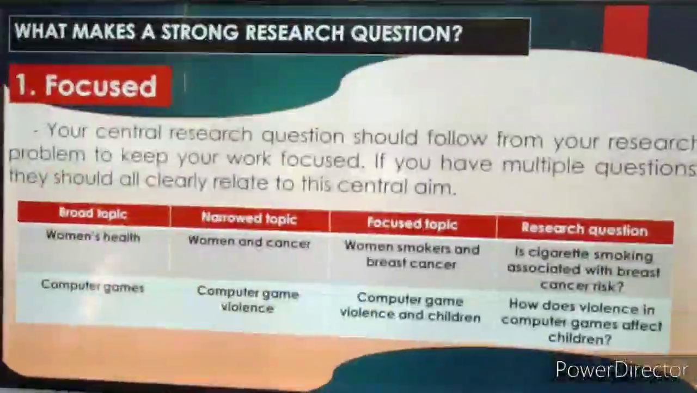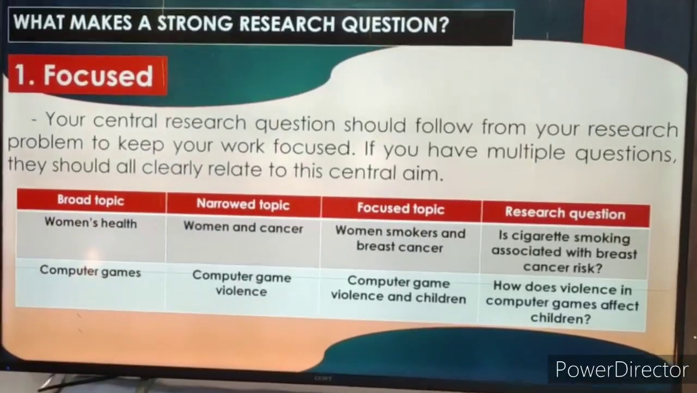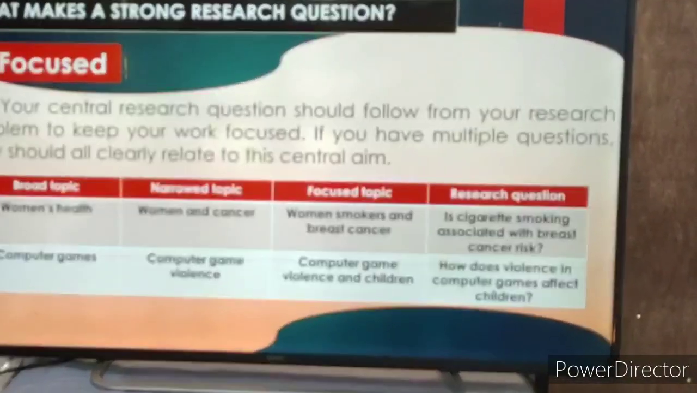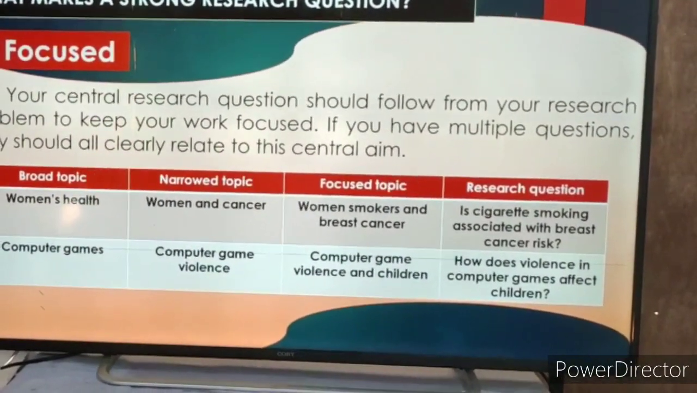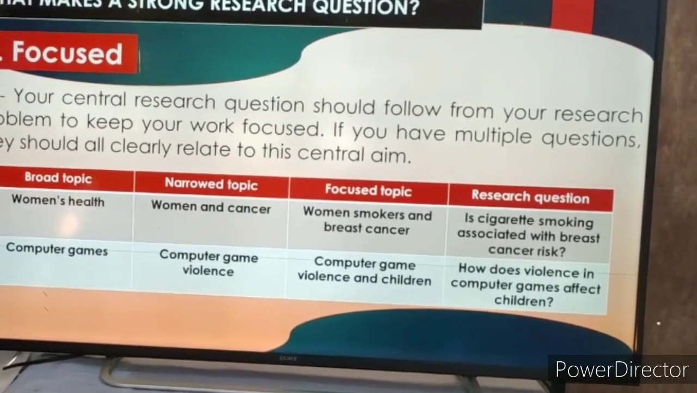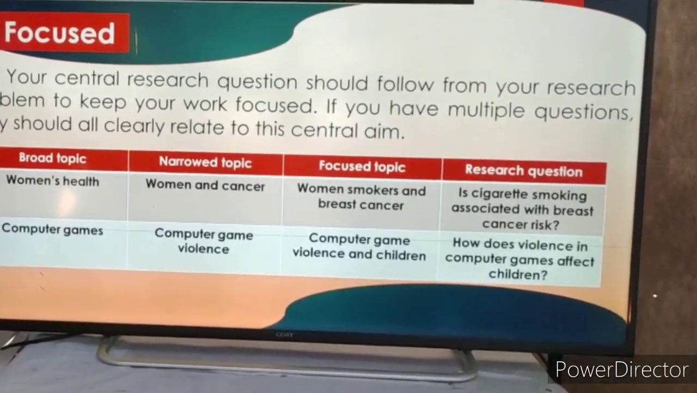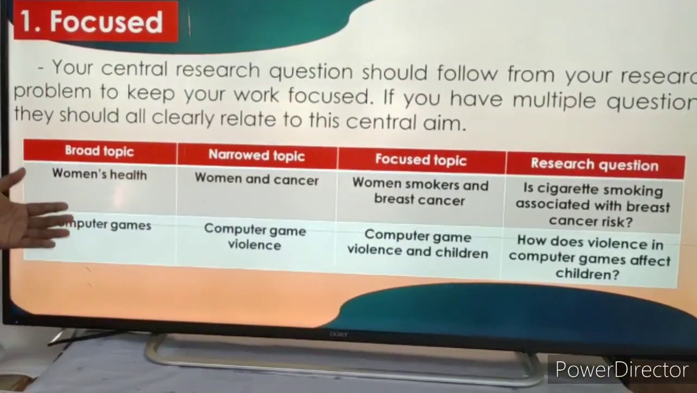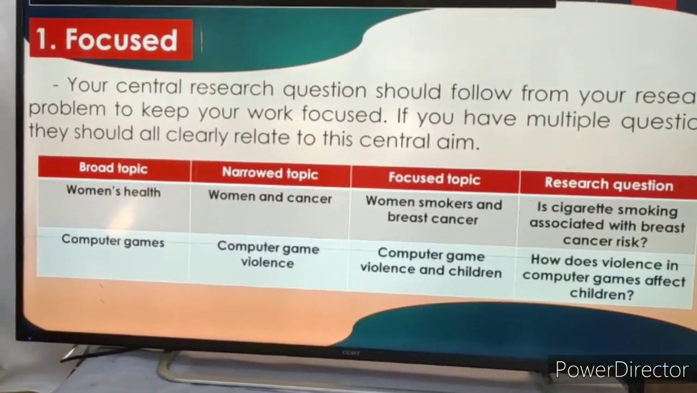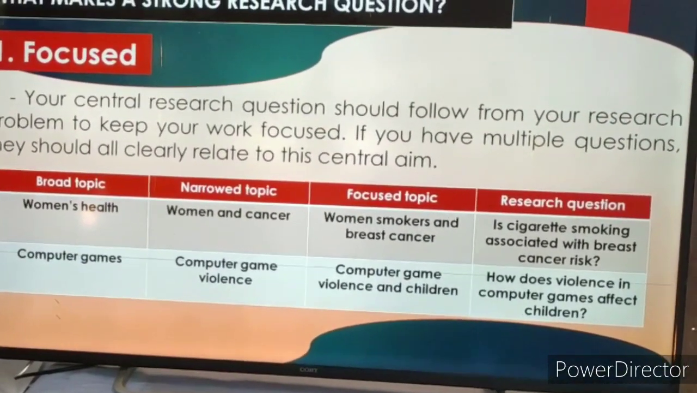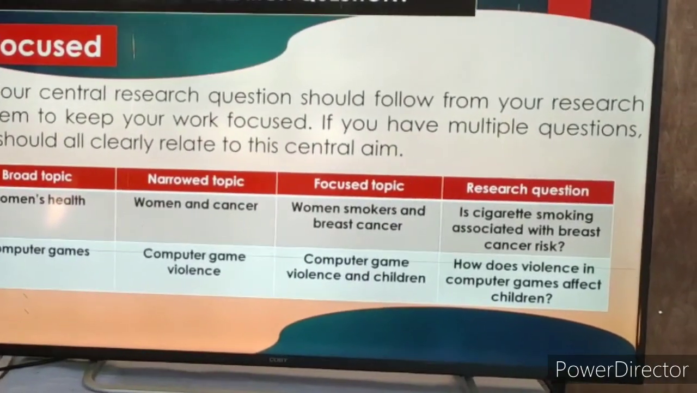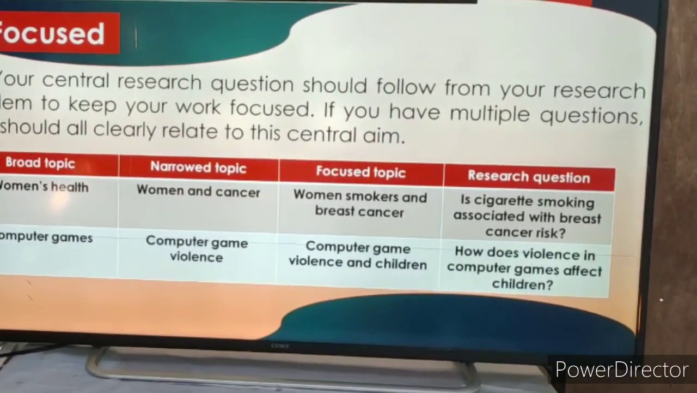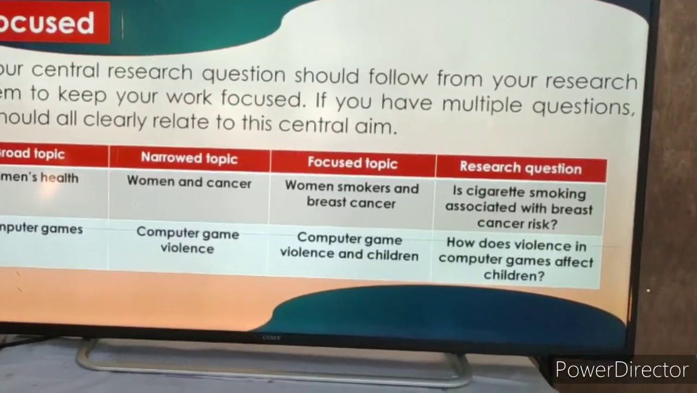First, we have a broad topic, women's health. Narrow topic, women and cancer. Focus topic, women smokers and breast cancer. Research question: is cigarette smoking associated with breast cancer risk? Next, for computer games, we have the broad topic, computer games. Narrow topic, computer game violence. Focus topic, computer game violence and children. So the research question: how does violence in computer games affect children?